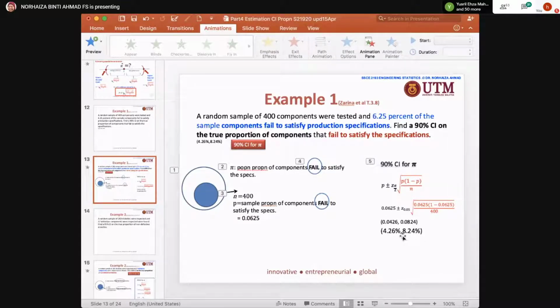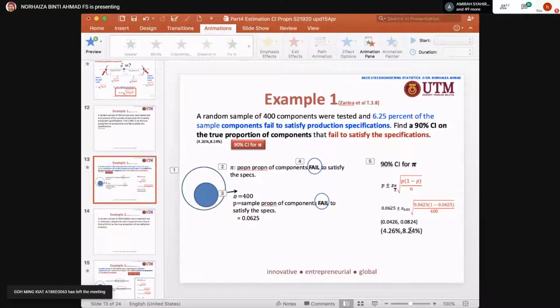So what does this mean? This means that, we believe at 90% confidence that the true pi, the true proportion that fails, would lie somewhere between 4.26% and 8.24%. So now you have a range of values to indicate the proportion of components that fail to satisfy the specifications. Okay, 4.26 to 8.24 is quite large.